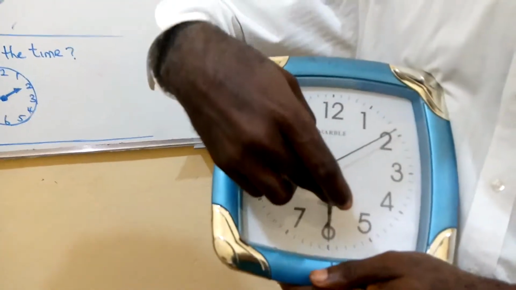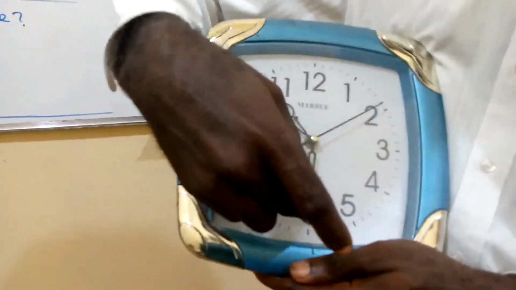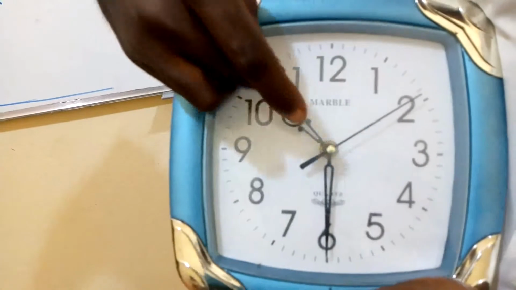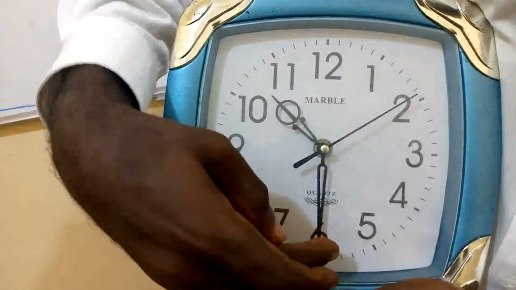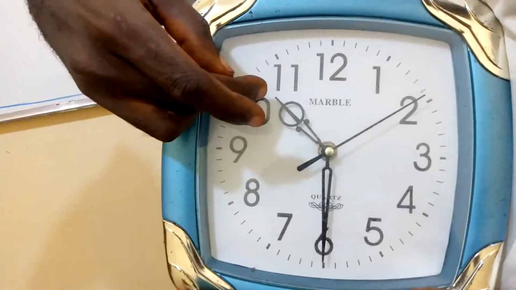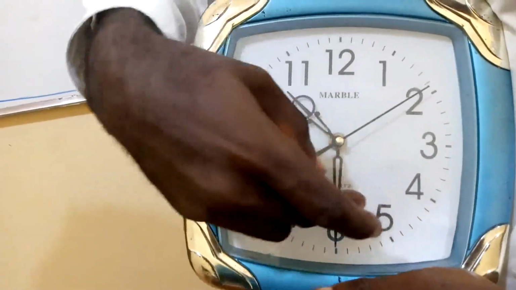30 minutes or half past an hour. If you find this long hand facing 6 and then the short one in between two numbers as it is now, this is 30 minutes or half past 10. Alright? This is 30 minutes past 10 or half past 10.